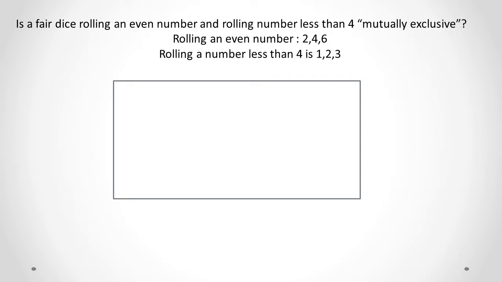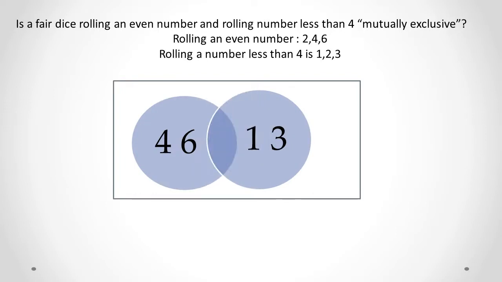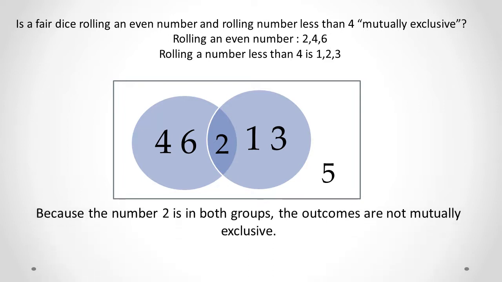From the two events, we can see that 2 is in common. So we'll draw two circles because we have two events. Write both outcomes on each circle and keep in mind that the middle shaded part is for the common outcomes, which is 2. Don't forget to put 5, because 5 is an outcome for the 6-sided dice, but it's not an outcome from rolling an even number or rolling a number less than 4, but it will be in the Venn diagram.